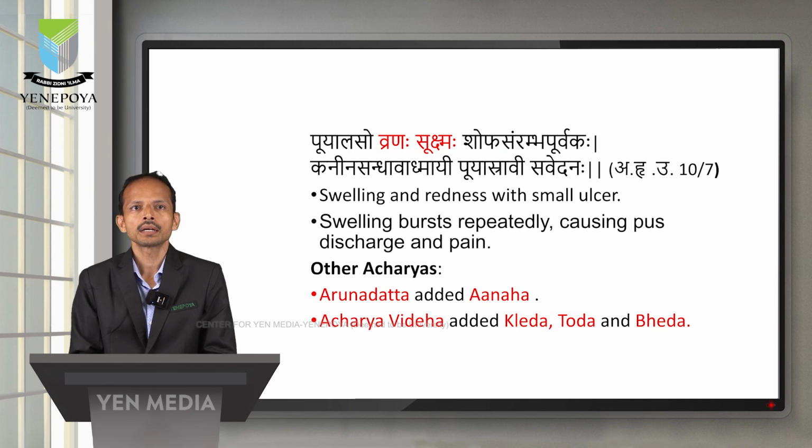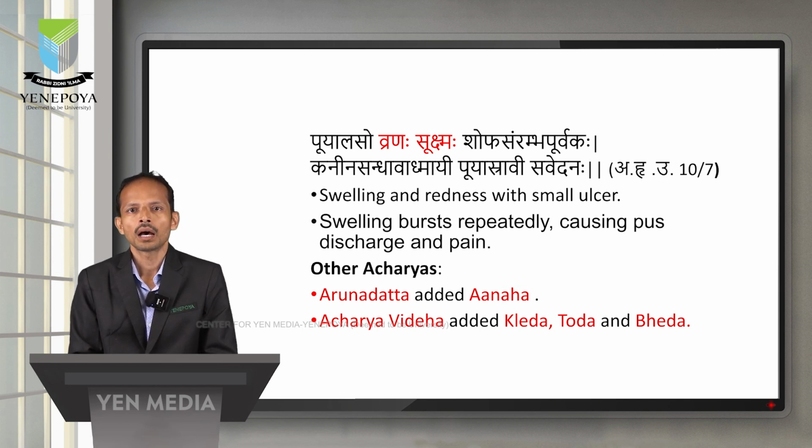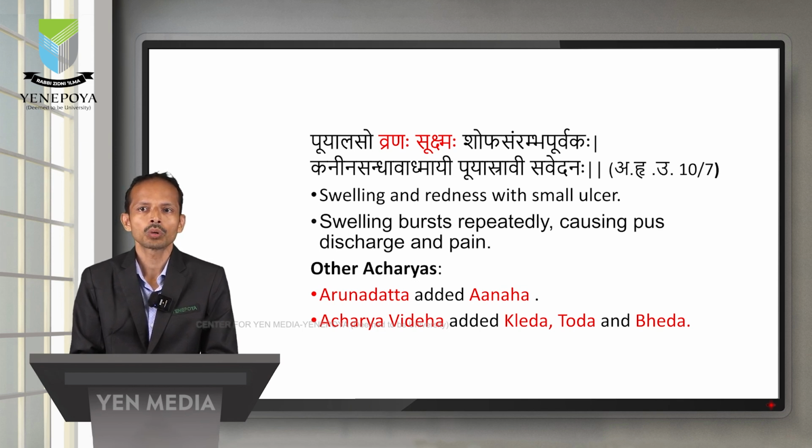And as per the Ashtanga Hridaya, Puyalasa Vruna Sukshma Shofa Sambramba Purvakaha Kanina Sandavadmai Puya Sravisa Vedanaha. That means there is a Sukshma Vruna Yukta Shofa, and when this swelling bursts open, there will be a pus discharge, and which is located in the region of Kanina Sandhi is called a Puyalasa. And Arunadatta added Anaha as a Lakshana, and Acharya Vidya told Kleda, Toda and Beda along with the above Lakshanas.